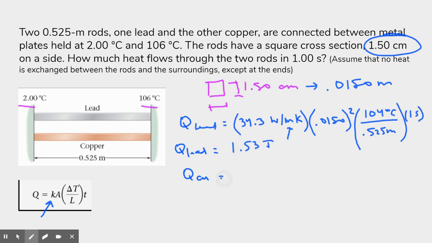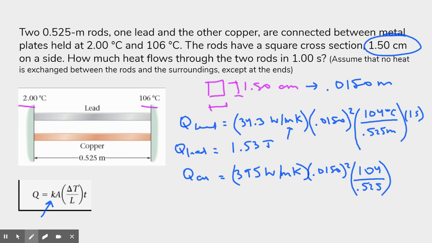Let's do the same thing for copper. We look up that value and it's 395, so that's much larger, watts per meter Kelvin. And our area is the same. This is squared. Temperature difference is the same. And the rods are the same. Finally, the time is the same. So everything was the same except this original beginning value. When we do this, we're going to get 17.6 joules.